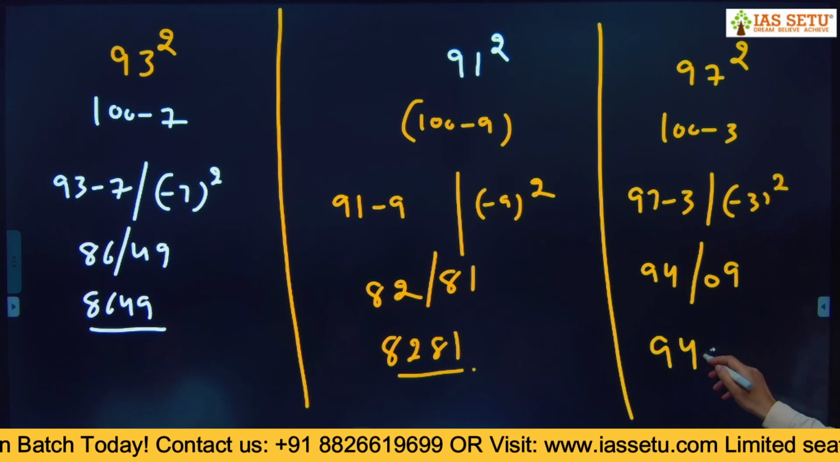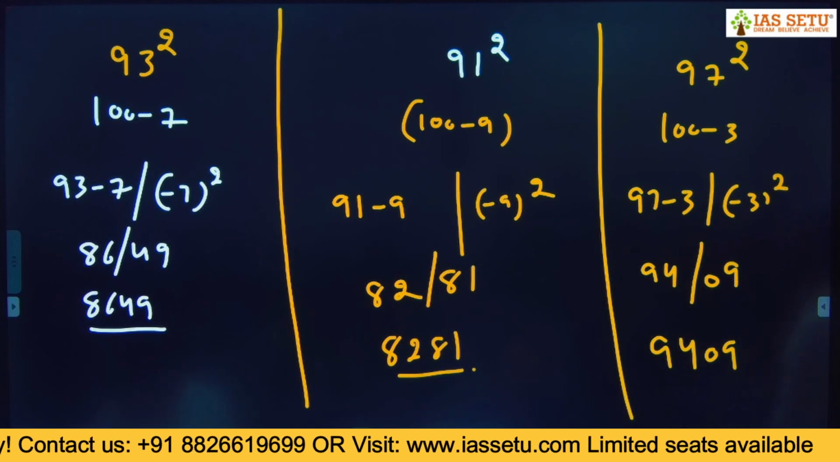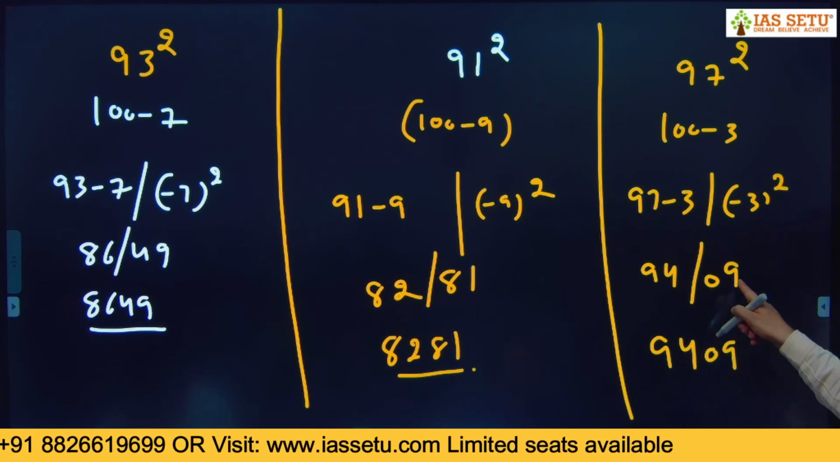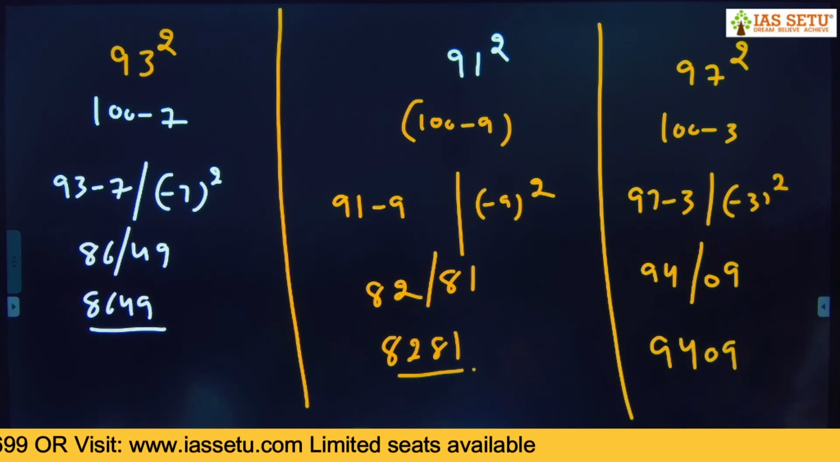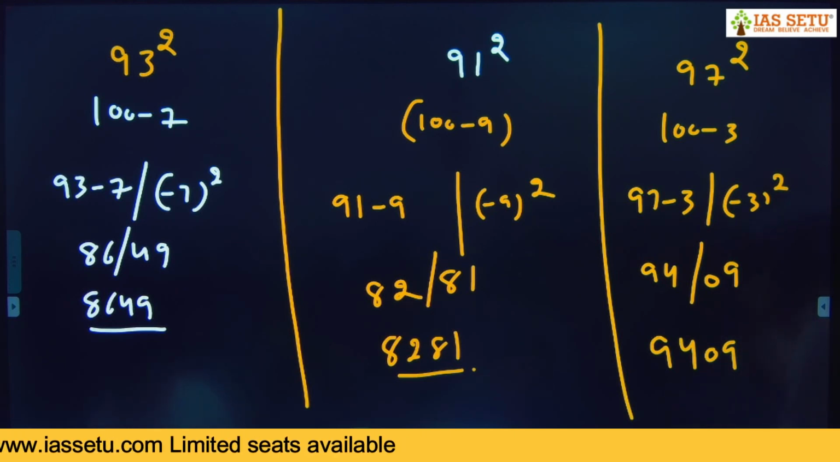Correct answer is 9409. 949 is wrong. 9409. Write 09 for 9. If on the right side you get a single digit, write 2 digits.